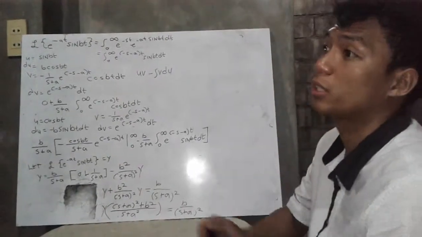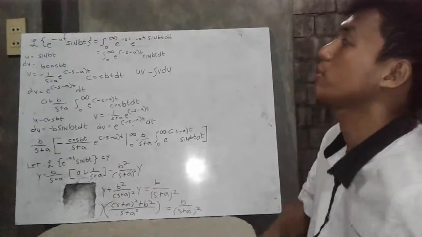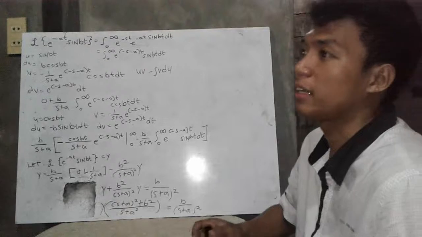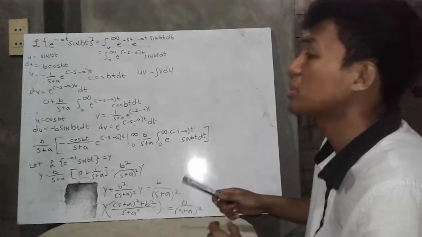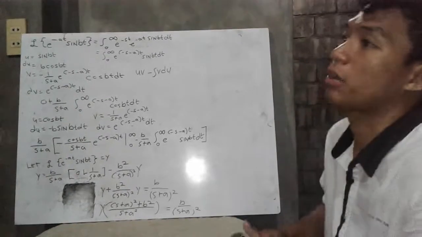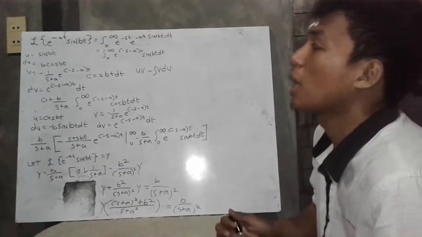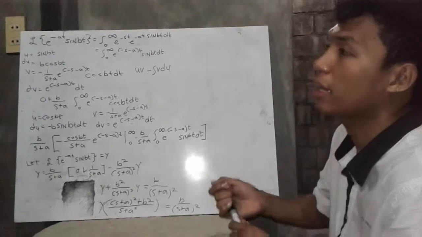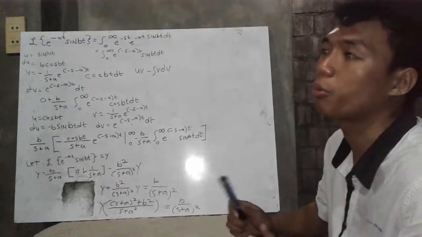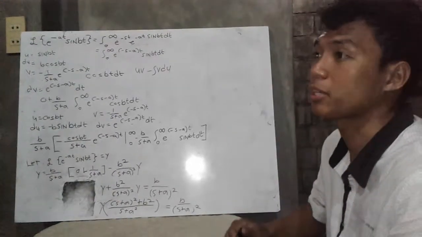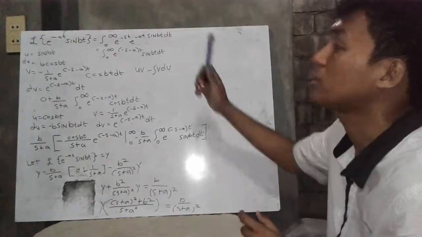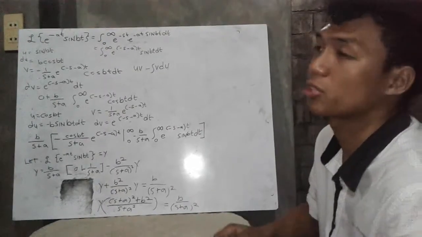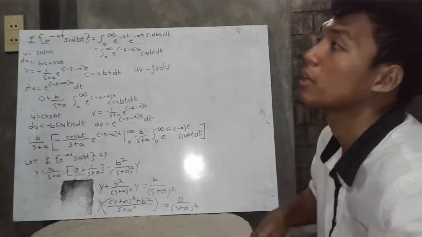Now, we're going to deal with the Laplace transformation of e raised to negative at sine bt. Before we start, since this is the last problem that we're going to solve in our Laplace transformation table, I need to say something I forgot from our first problem: where did I get my general expression? It's still changing based on the given exponents and functions of the given Laplace transformation problem.